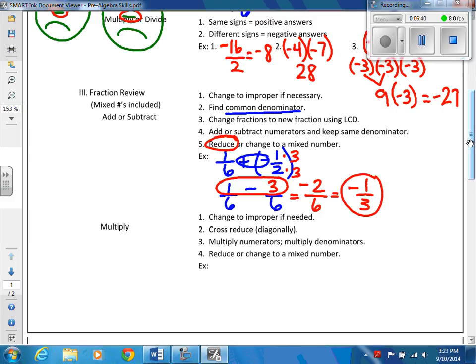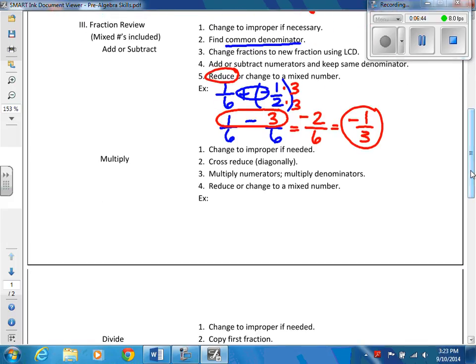Okay. The next thing we're going to take a look at is multiplying fractions. And with multiplying fractions, same thing applies first. You still must change to improper. And then we're going to talk about cross-reducing diagonally, and then multiplying numerator to numerator, denominator to denominator. And then once again, you must always reduce those fractions. Right, so let me show you by example what I'm talking about with this process.